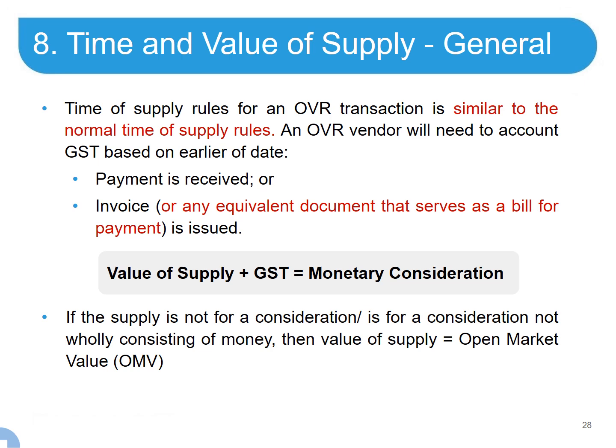Monetary consideration received by the overseas supplier consists of the value of supply and GST chargeable on the supply. If the supply is not for a consideration, or is for a consideration not wholly consisting of money, then the value of supply will be the open market value of the supply.